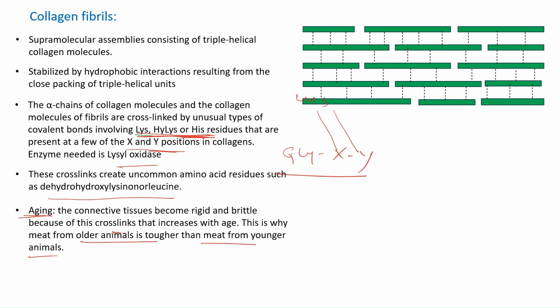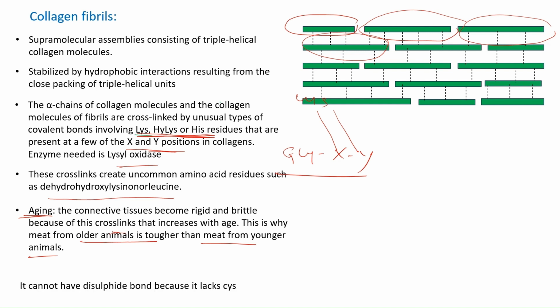This is how collagen fibrils look. These individual strands are showing collagen molecules. So multiple such collagen molecules bonded with each other through unusual covalent bonds will make a collagen fibril. Now, because collagen lacks cysteine residues, there is no disulfide bond formation in collagen.